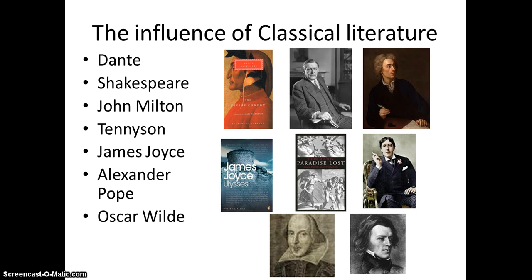In this poetry unit, you're going to be learning about the great influence of classical literature on Western literature and Western poetry. When I talk about classical literature, I'm referring to the great body of work by ancient Greek and Roman authors. These have had a great impact on many authors for thousands of years, including Dante, Shakespeare, John Milton, Tennyson, James Joyce, Alexander Pope, Oscar Wilde, and many others.